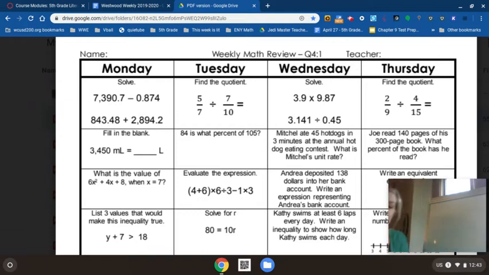But Tuesday, the first problem, of course, is just 5/7 divided by 7/10. So that's just a KCFer, key change flip. All you want to make sure you do is keep the 5/7, change the division to multiplication, flip 10/7 to 7/10, and call it a day, and just multiply across.